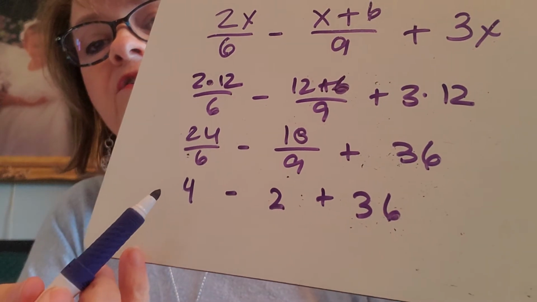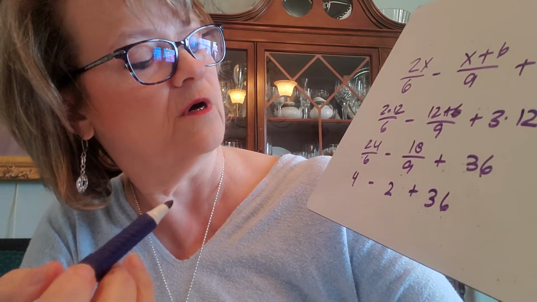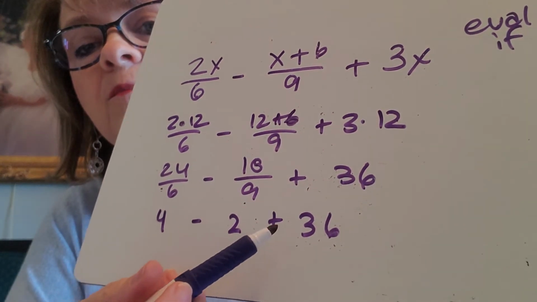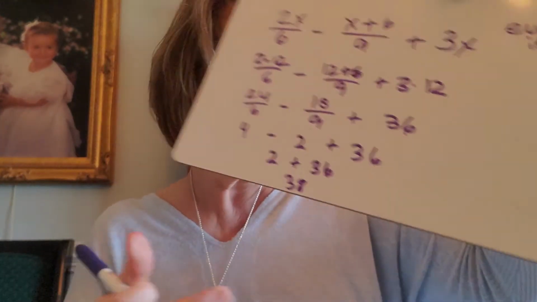So now I'm going to do 4 take away 2 plus 36. 4 take away 2 is 2. 2 plus 36 is what? Woohoo! 38. Isn't this fun? Okay, very good. So 38 is the answer there.